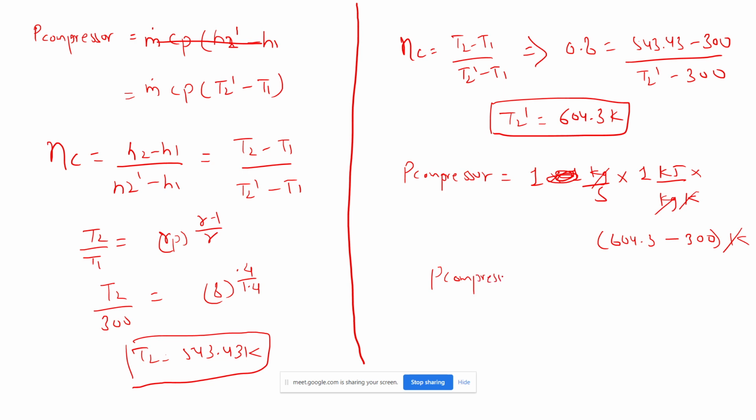So what is it? 604.3 minus 300, what have you got? Can anyone tell me? 304.28, 304.3. Okay, 304.3 kilojoule per second, which we can write as 304.3 kilowatt. Joule per second is watt.